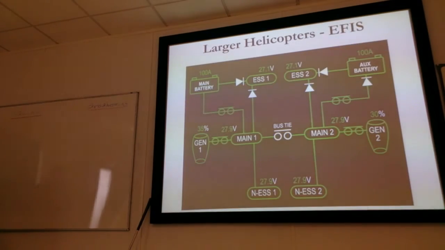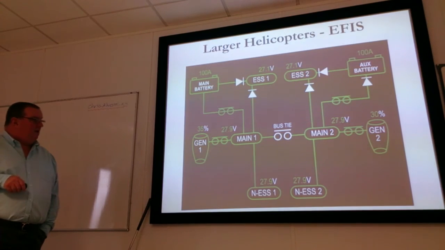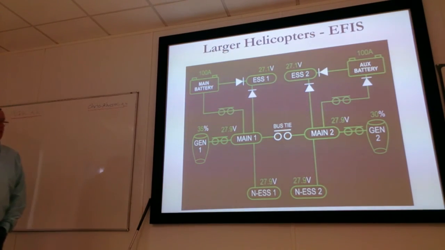It gets a little bit more complicated when you get up onto a modern complex helicopter. This is the schematic from one of the pages of the EVIS, where it's giving you the 2 batteries, the generators, the busbars, the bus tie, the voltages, the power outputs, everything. A little bit more complex.